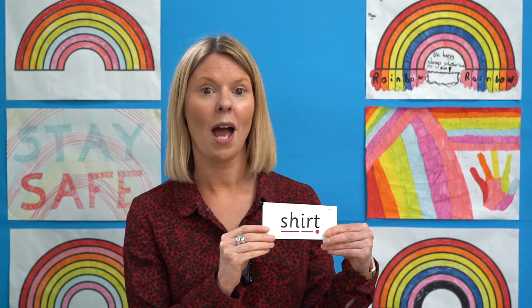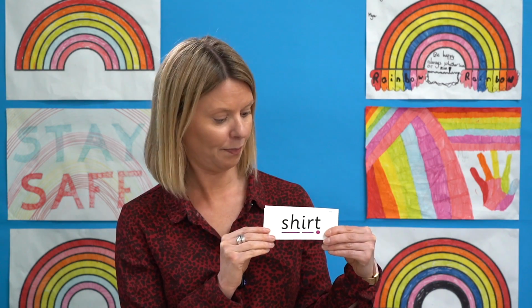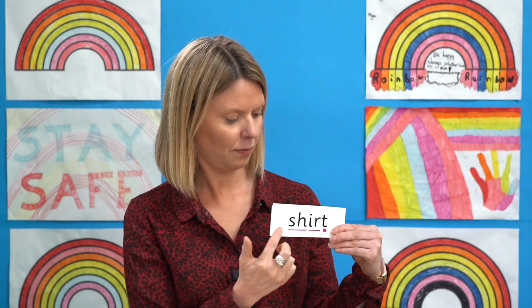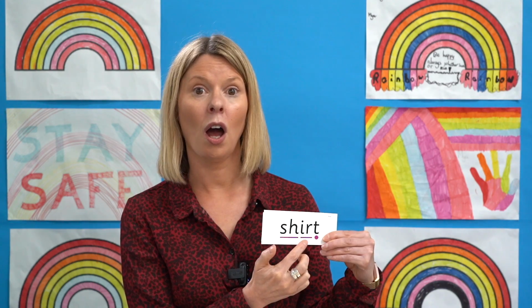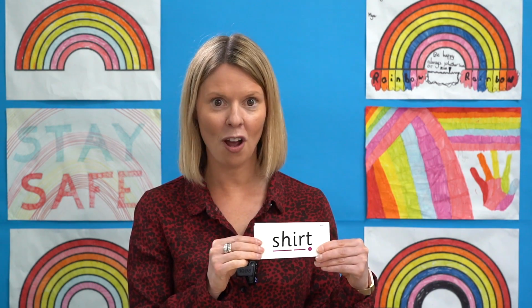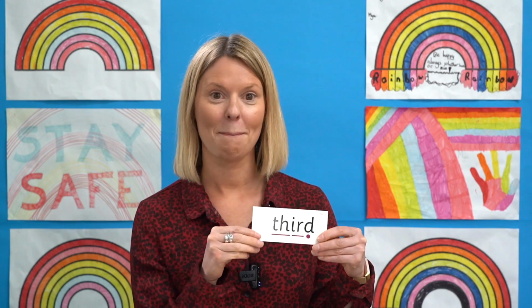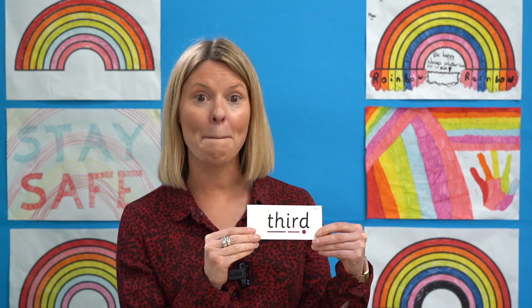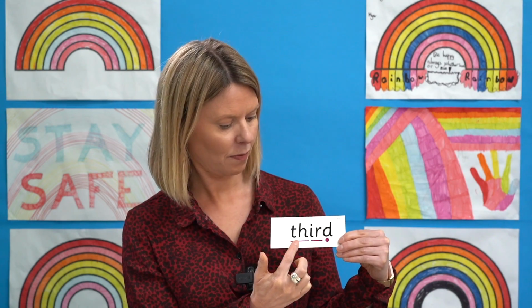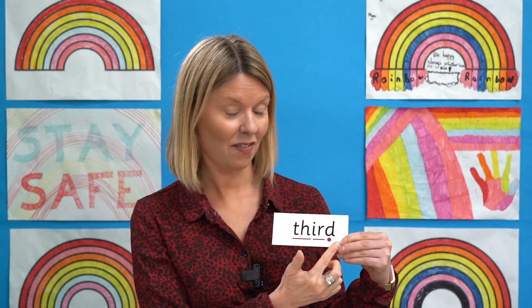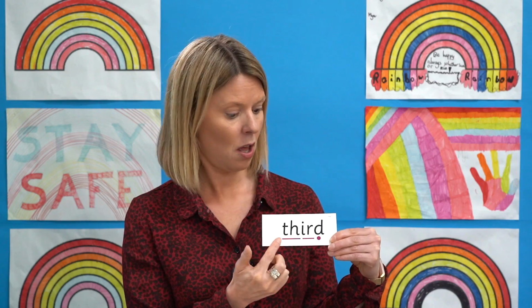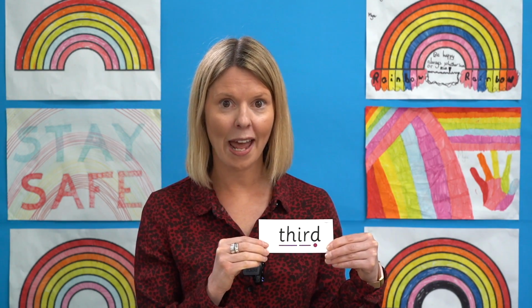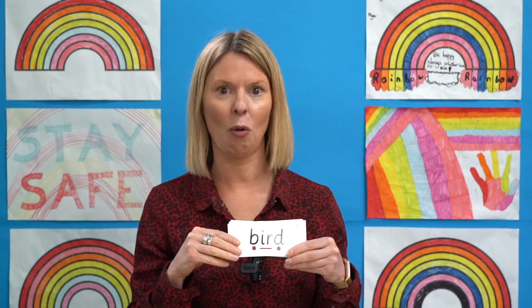Sound talk each grapheme and then blend to read the word aloud. Now let's read the word together. Shirt. Shirt. Did you get it right? Great job. Sound talk each grapheme and then blend to read the word aloud. Now let's read the word together. Third. Third. Did you get it right again? Brilliant. Okay, time to read them without any help. Off you go.